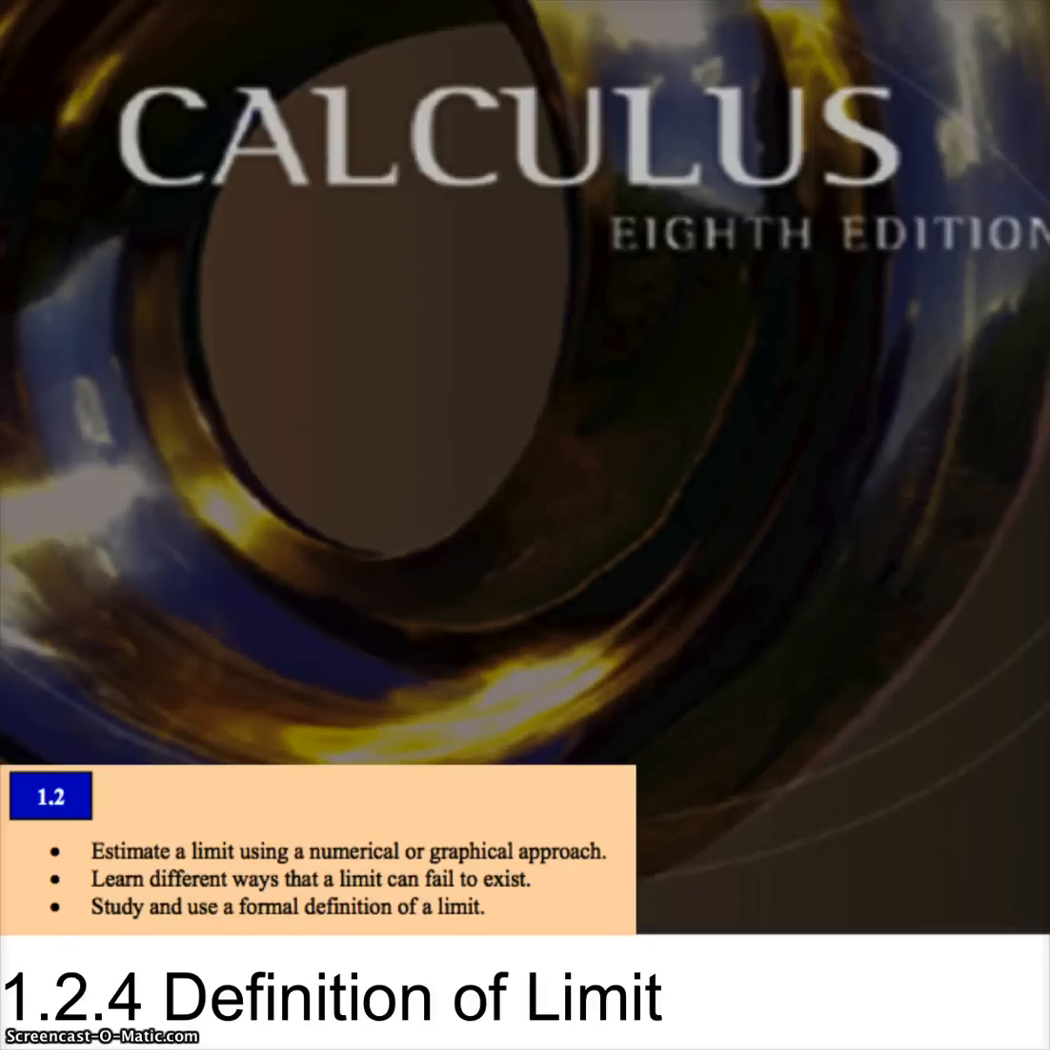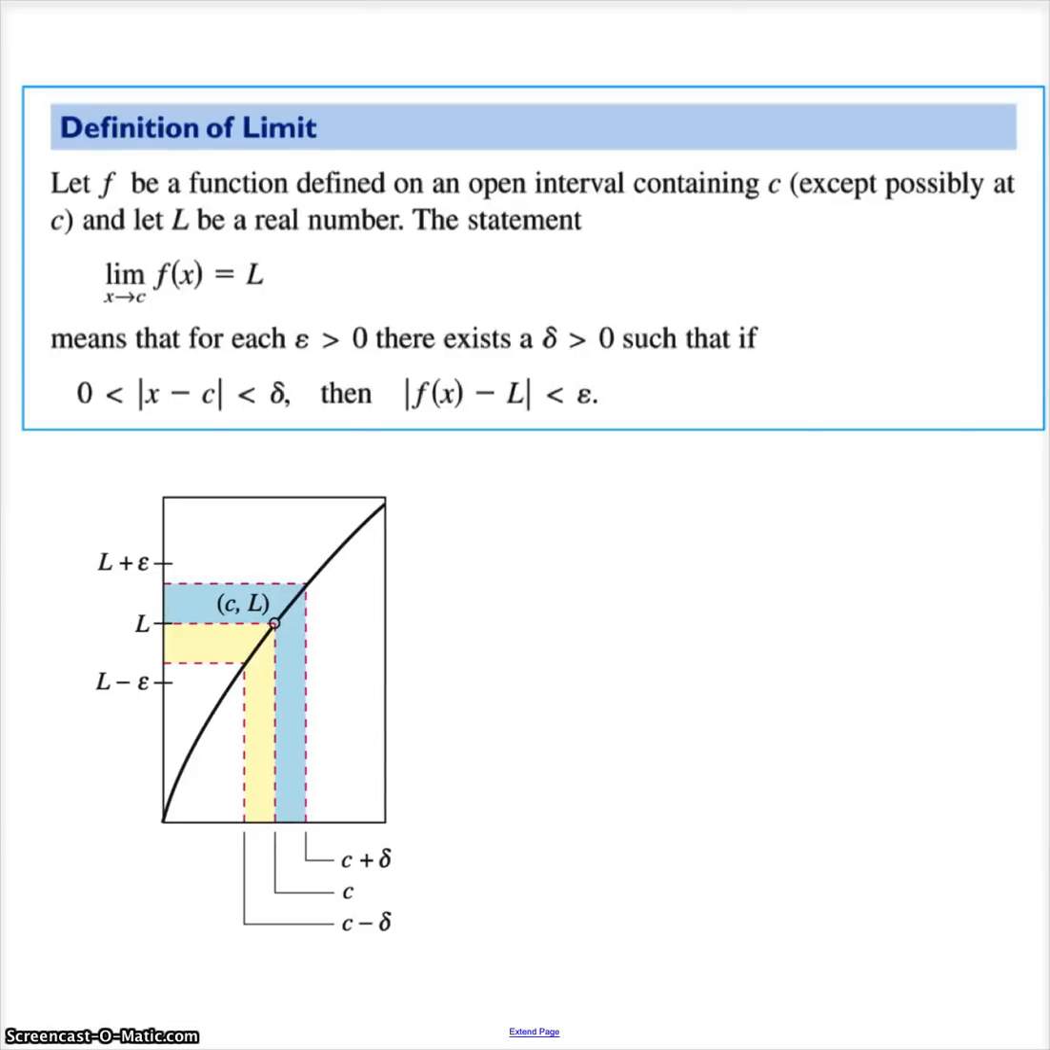We've been talking about limits, but now's the time to define them rigorously and mathematically. Here's the definition, and before we go through it, I want to explain a couple things. This symbol right here is epsilon, and this symbol right here is delta. We're going to use these to mean very small, all right?